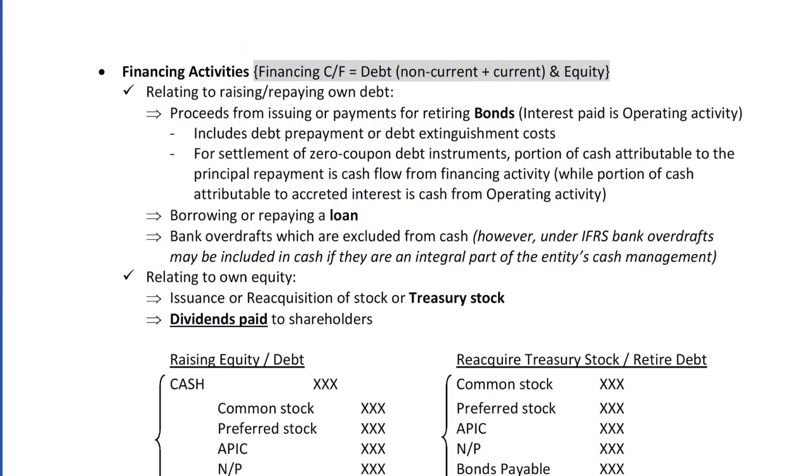Moving on to page 45, highlight financing activities. So these are activities which include issuing debt or equity or retiring debt or equity. Good examples include highlight bonds, highlight issuance or reacquisition of stock, and highlight dividends paid. So when you receive dividends, that was operating activities, but now when you're paying out dividends to your stockholders, that's financing. Looking at the journal entries that I've got here, so when you're raising equity or debt, it's highlight cash and write inflow. When you reacquire treasury stock or retire debt, on the credit, highlight cash and write outflow.